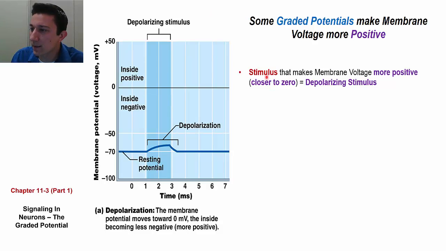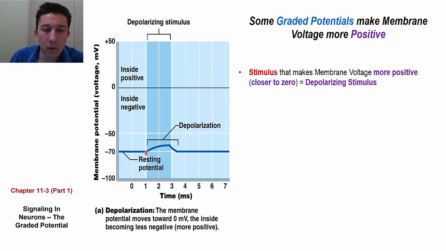Right. So in this case, a stimulus that makes the membrane voltage more positive for a brief time, or moves the membrane voltage closer to zero, is called a depolarizing stimulus. So in this example here, we have membrane voltage on the vertical axis with minus 70 being our resting membrane voltage before the stimulus was received. And we've got time in milliseconds on the horizontal axis here.